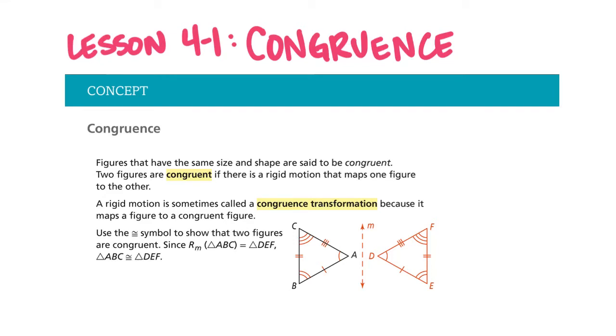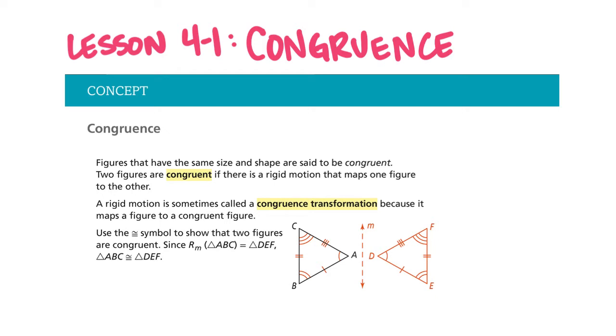Okay, so we are starting a new chapter, and this chapter is going to be all about congruence. We're going to be concentrating on triangles and determining whether triangles are congruent, but a lot of the ideas that we're going to be talking about could apply to other shapes as well, quadrilaterals, pentagons, and other kinds of polygons.